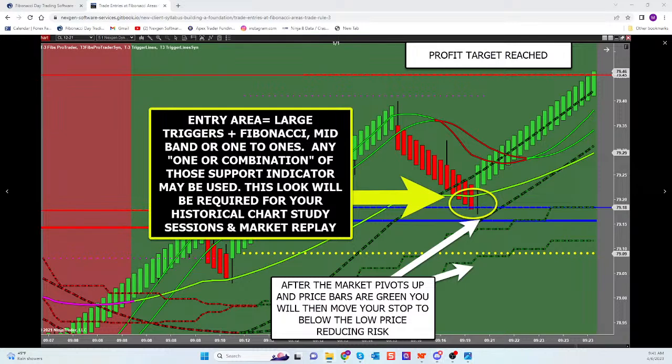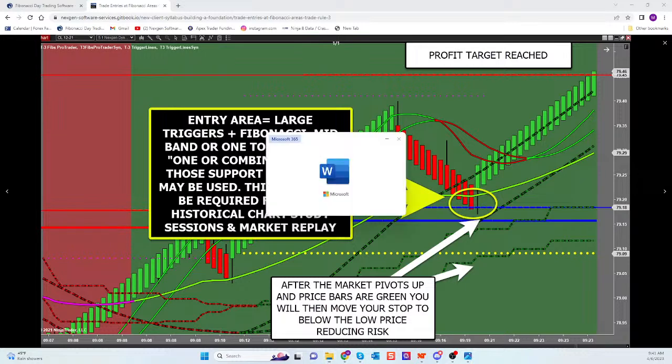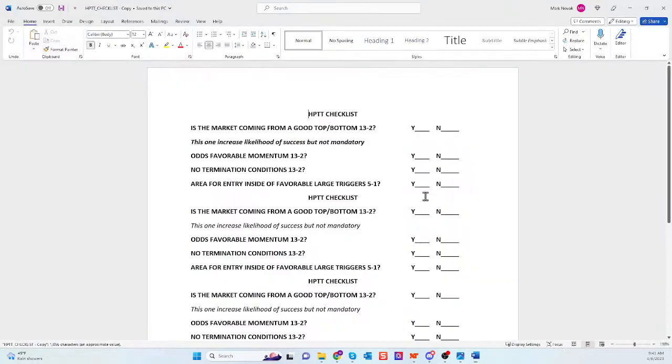So I'm going to give you a couple tools that are going to help you find these great entries. And the first thing is I'm going to give you guys a high probability trend trade checklist, guys. All this is, I'm dropping this in the room right now. All this is a way for you to police yourself. These are my rules. This is what it's going to take to get me in. Let me make sure that I'm following them.